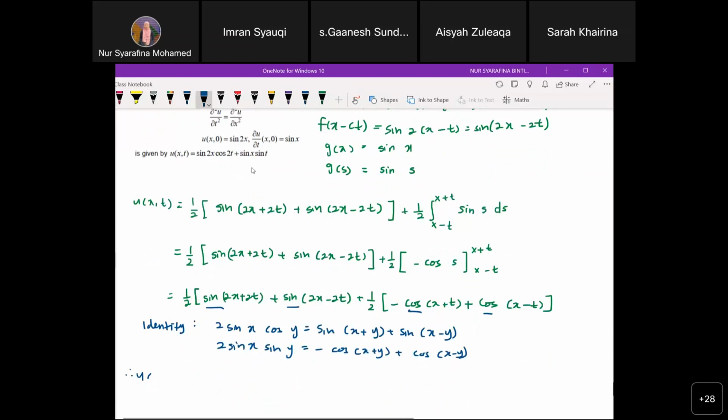And then we should have your u(x,t) equals to sine 2x cos 2t plus sine x sine t. Because this is half and then this is 2. So in order to have half here, you just divide by 2. So that's why we only have 1 sine 2x cos 2t here and 1 sine x sine t here. Is that clear, everyone? Anyone has a question?